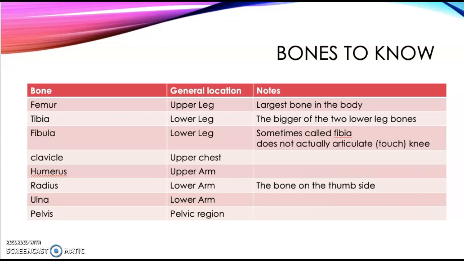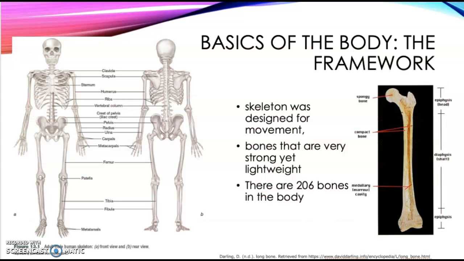Many of these you may already know about, but these are some of the most common bones in the human body. So we have here femur, tibia, fibula, clavicle, humerus, radius, ulna, and pelvis. You need to know those. You need to be able to find them on a skeleton and identify them. So the next thing we're going to move on to is how we manipulate or move that skeleton.